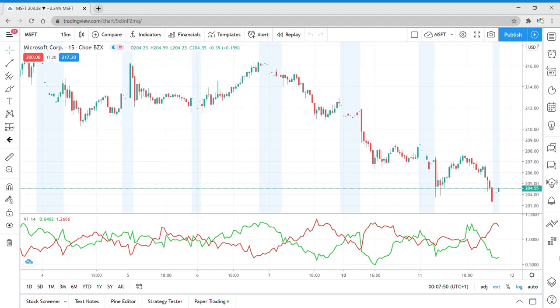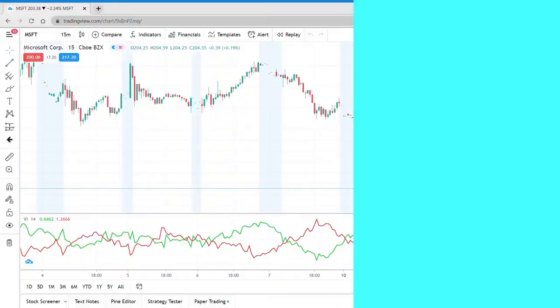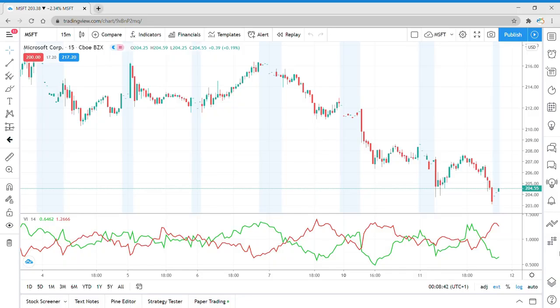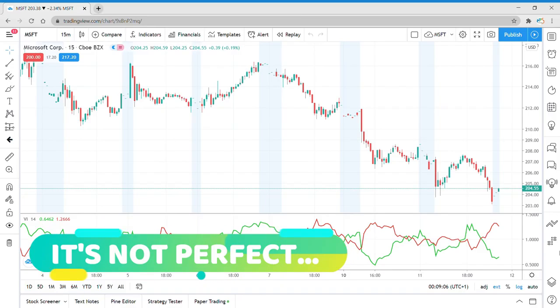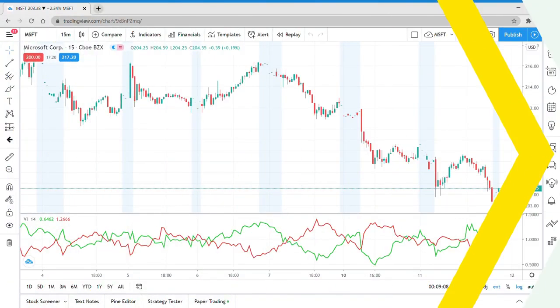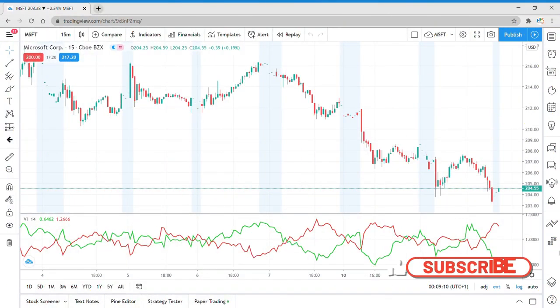Vortex is one of my best intraday indicators. It's easy to use and also extremely profitable if you know how to use it. The problem with this indicator, just like any other indicator, is that it's not perfect. So we should look at other factors, such as other indicators, to increase the accuracy of our trade.